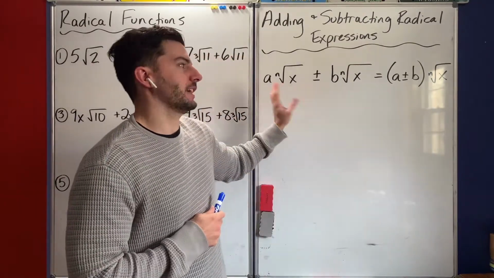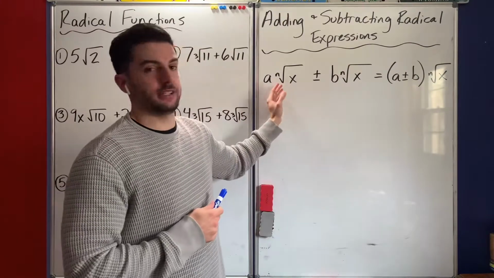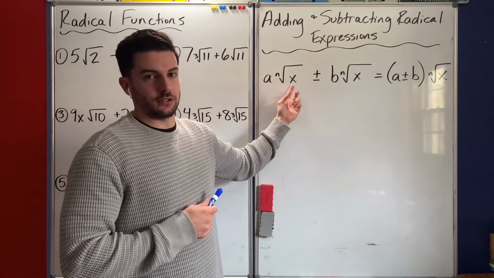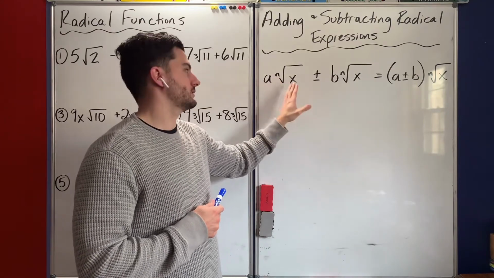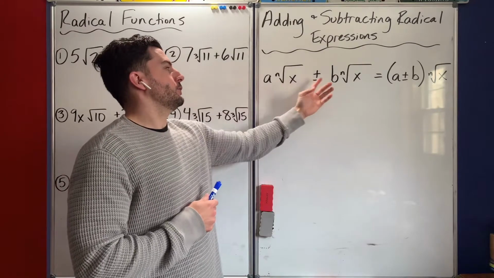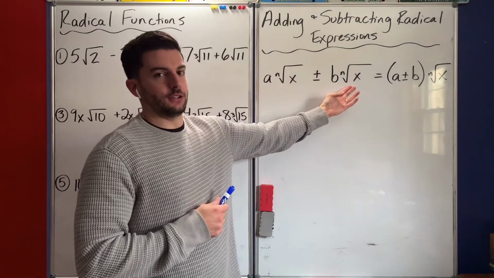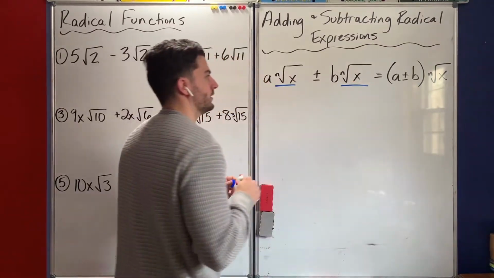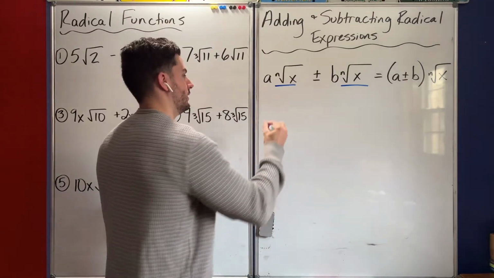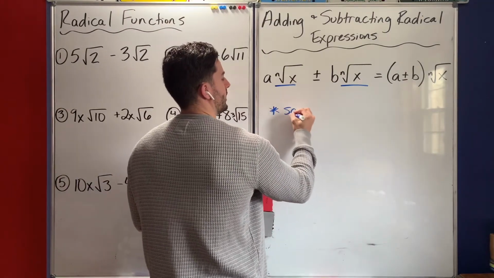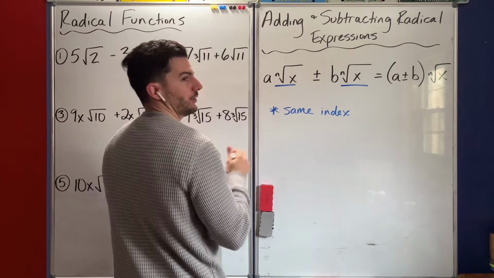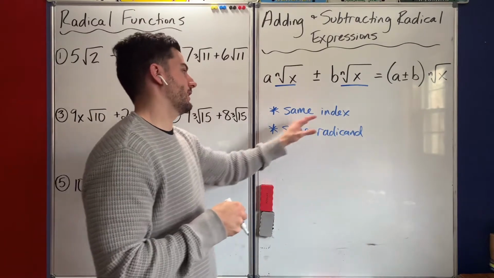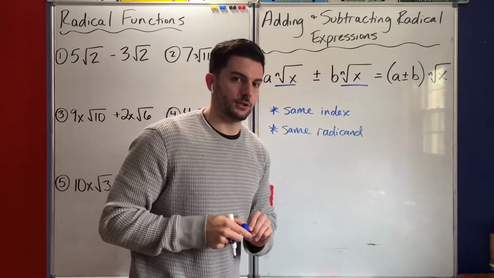Again, it can be confusing with all the letters, but just listen to me as I explain it. If you have a radical with some index and there's some radicand in there, and you add or subtract that with another radical, notice the radicals are the same. That's the key here. You're only going to be able to add or subtract if they are radicals with the same index, that n number, and they have to have the same radicand.